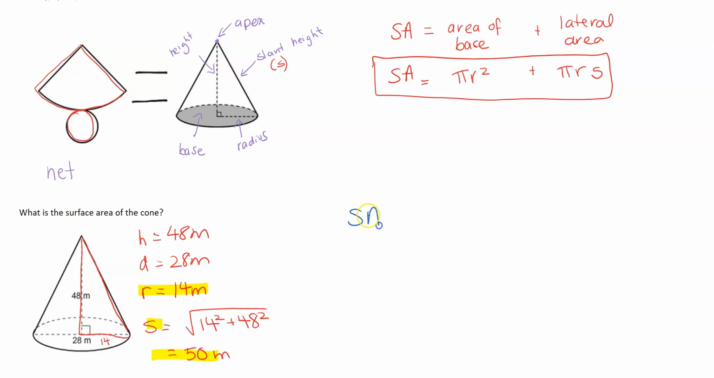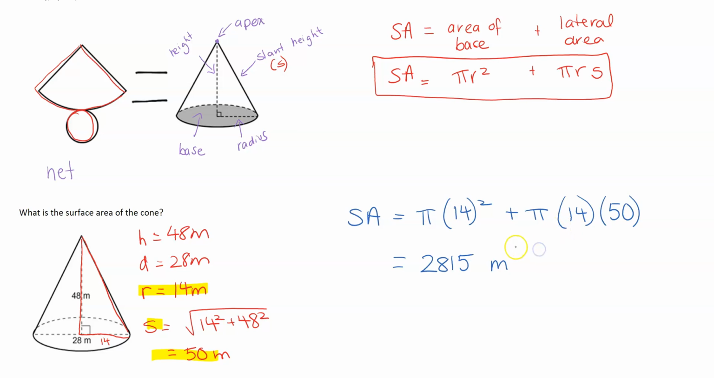So I would do surface area is equal to pi times the radius, which is 14 squared, plus pi times the radius again, times the slant height, which is 50. And then you can just plug that directly into your calculator. And what I would get rounded to the nearest meter is 2,815. And because we're talking about surface area, our unit would be meters squared.